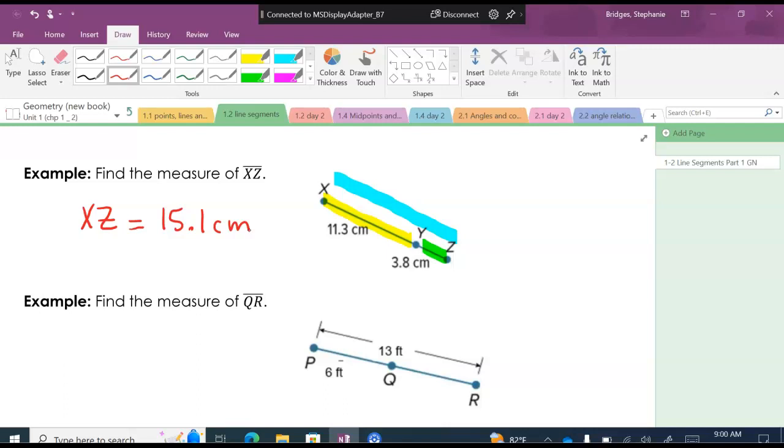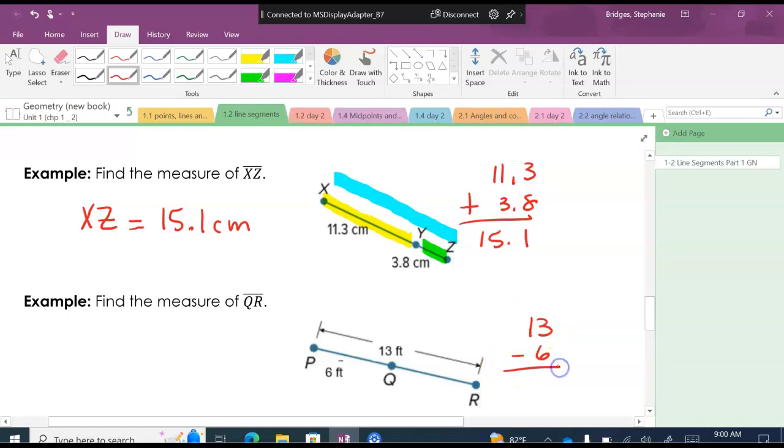How do you think we would do that? Do we add those two together? We subtract them. This time they gave me the length of the big one and one of the small ones. So if I want to find the other one, I simply subtract. I'm just going to put over here what I did in case anybody's curious. We added those. And then here we're going to take the big piece, the 13, and subtract the small piece, and that's going to tell me that the length of QR is 7.